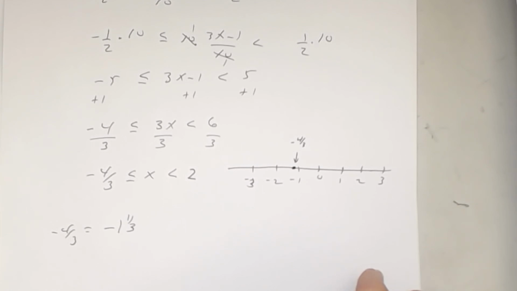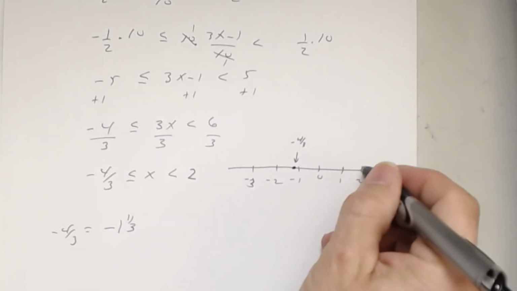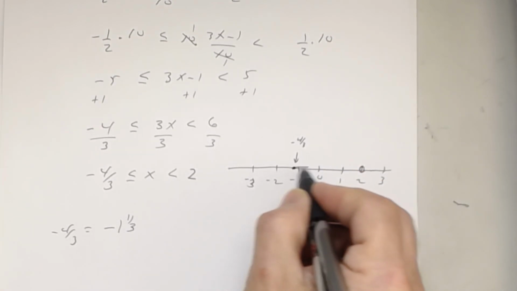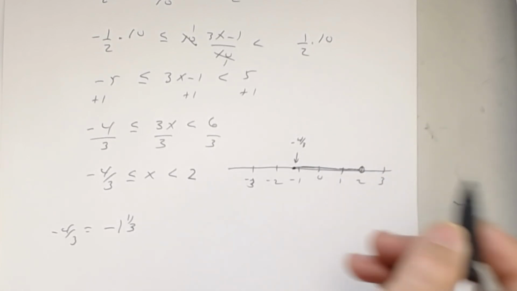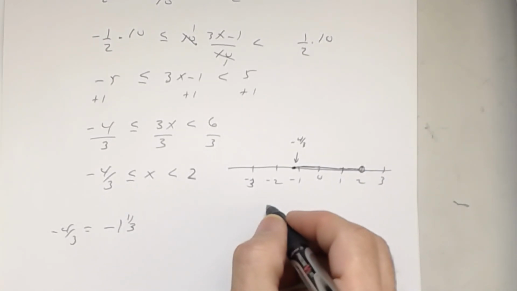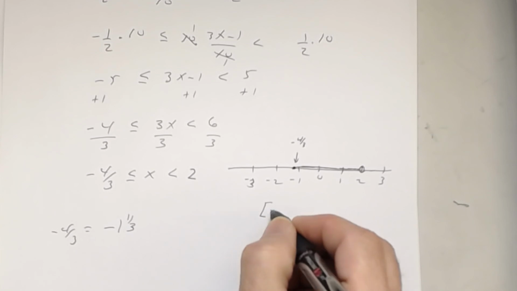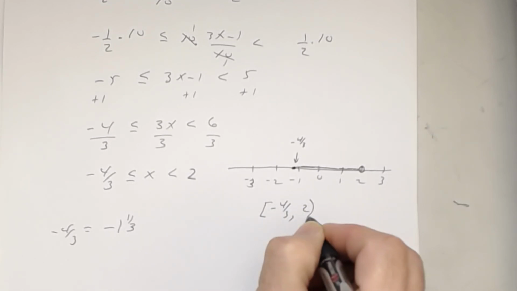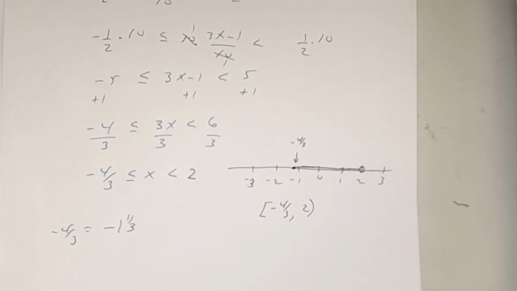All right. And then 2 is easy. That's here. Open or closed? Open. And what do I shade? Everything between them. What's your interval notation? With a parenthesis. And that's all this is. That's all you're doing. Now in MyMathLab, there is one with a decimal, so you need your calculator.